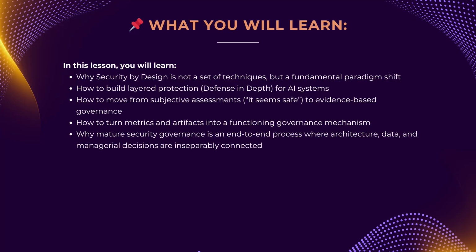We'll build a holistic protection architecture composed of three key elements. First, layered controls that form our defensive perimeter. Second, objective metrics that allow us to measure the effectiveness of those controls. And third, managerial gates, formal decision points where those metrics become the basis for moving the project forward.